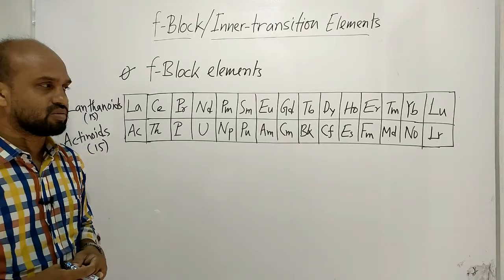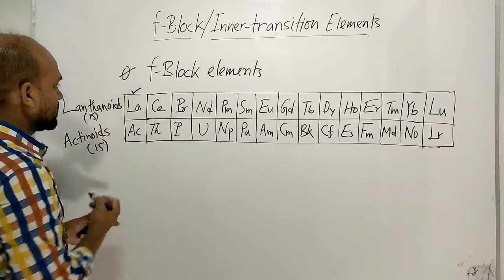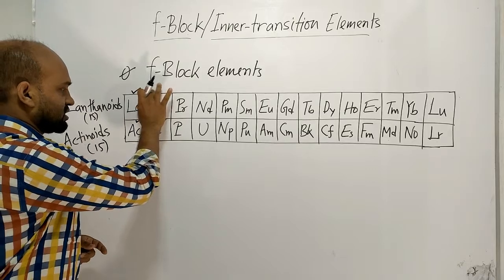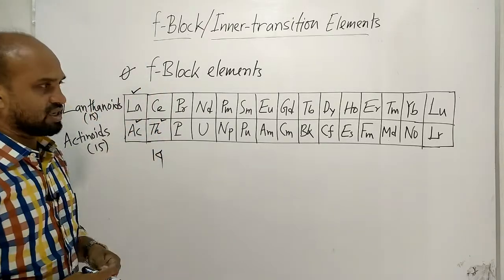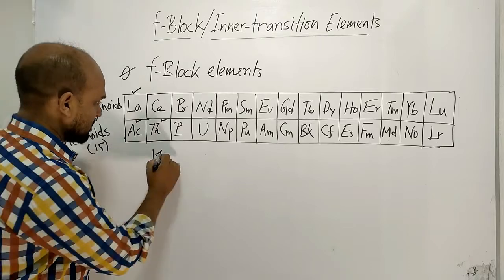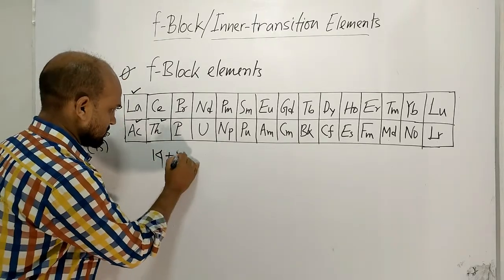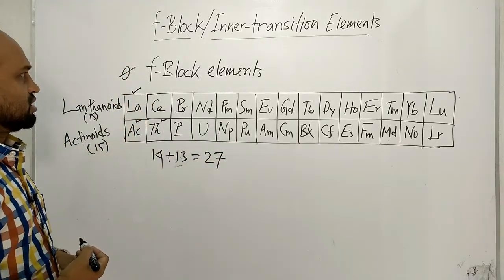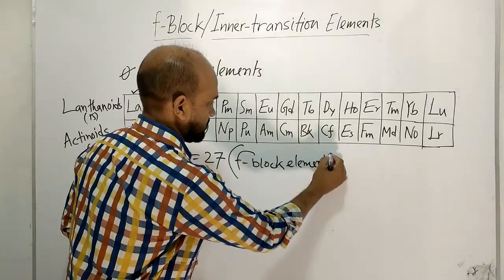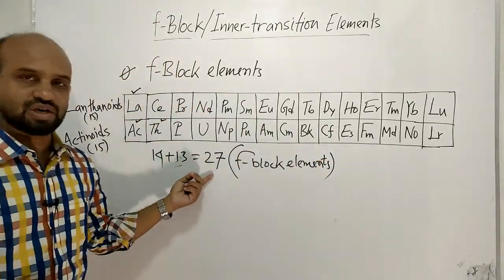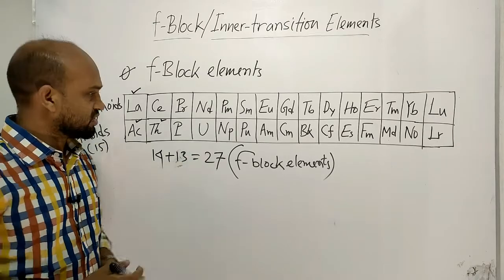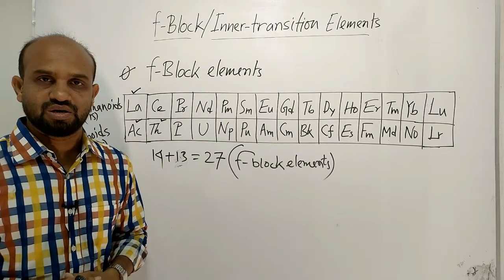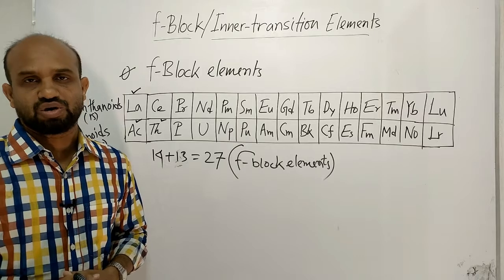Out of these 30 elements, this is D block element, this is D block, and this is D block element. So from these lanthanoids 14 elements, and from these actinoids 13 elements, these total 27 elements are F block elements. The definition is the elements in which last electron enters F orbital are called F block elements.